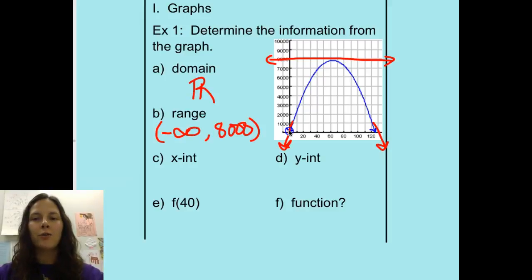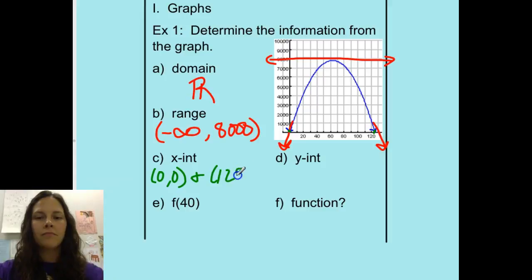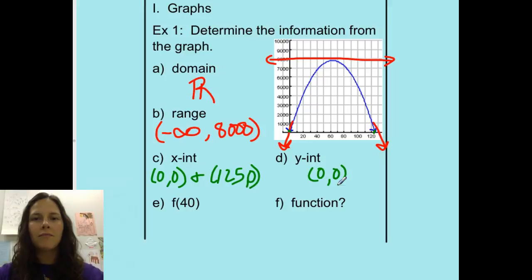X-intercepts. These are where the graph crosses the x-axis. I see an x-intercept here at (0, 0). And I see another x-intercept over here at what appears to be (125, 0). For our y-intercept, it crossed the graph at the origin, so that x-intercept of (0, 0) is also our y-intercept.